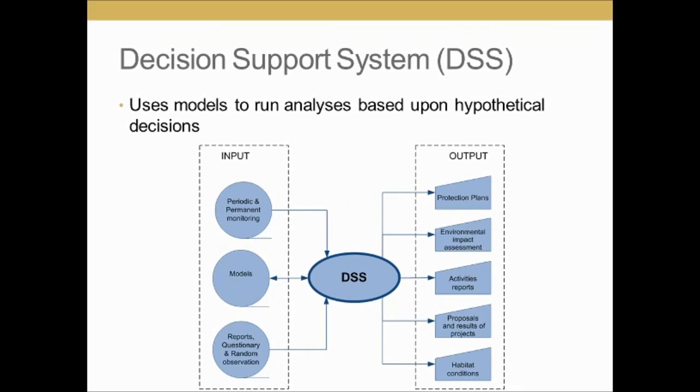The Decision Support System is a system that uses models to run analyses based upon hypothetical situations. So for example, if you wanted to build an addition onto a practice, this would give you an analysis of what that would do to the practice, if it would bring in more money, what the cost and risk of that would be, and so on.